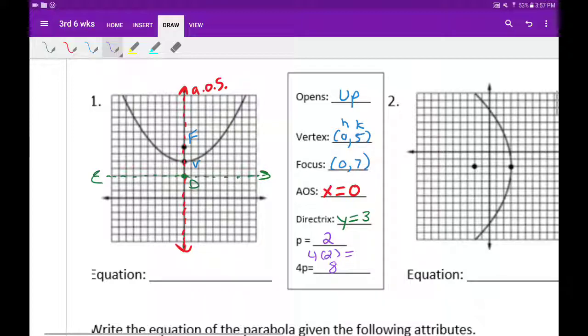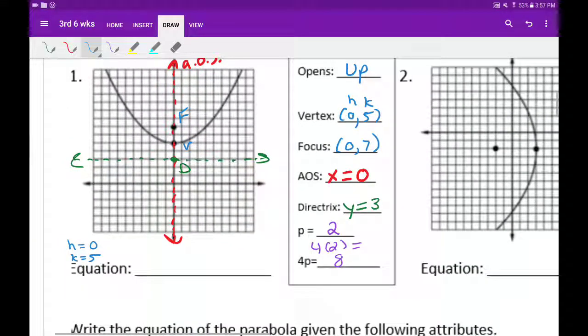All right. So what helps is to label h and k. So h equals 0, k equals 5, and I'm going to substitute those numbers into our conic parabola. For this particular one, we're going to use this formula. This is the conic formula we're going to use for parabolas that open up and down. So now I'm just going to substitute h, k, and p.